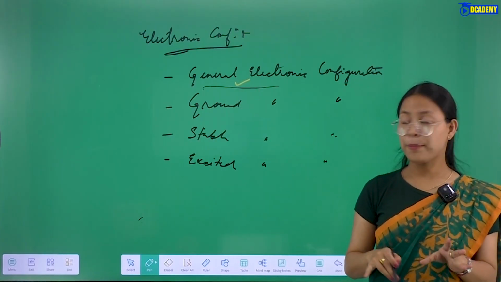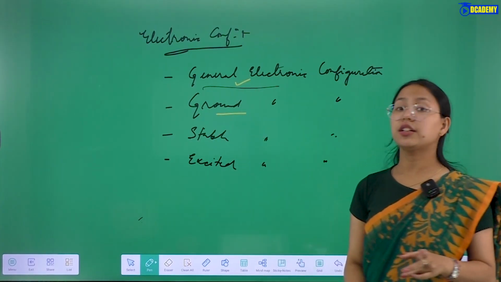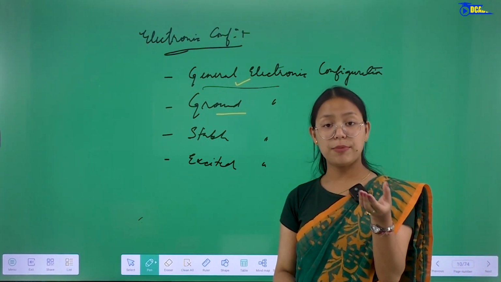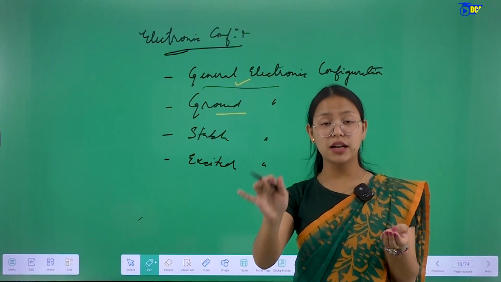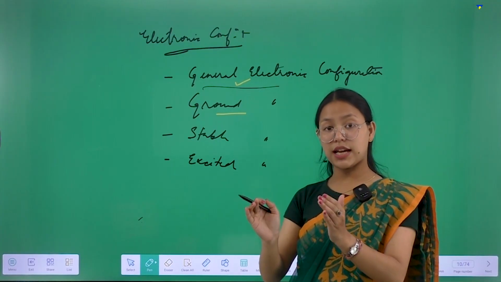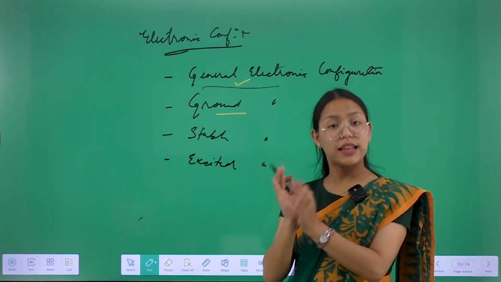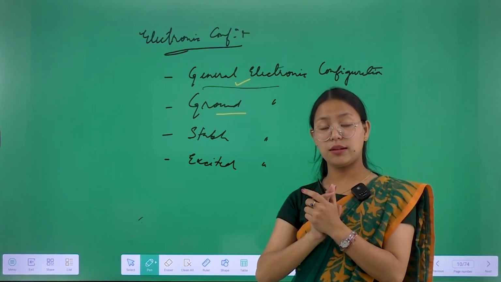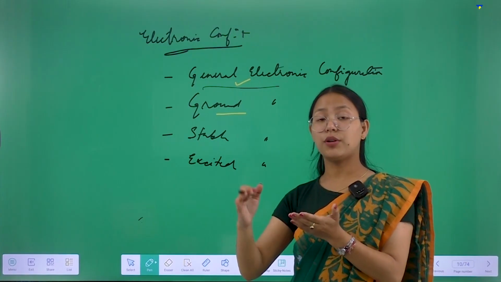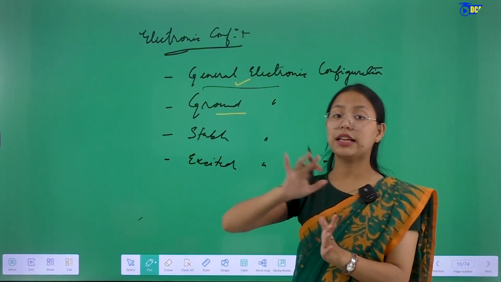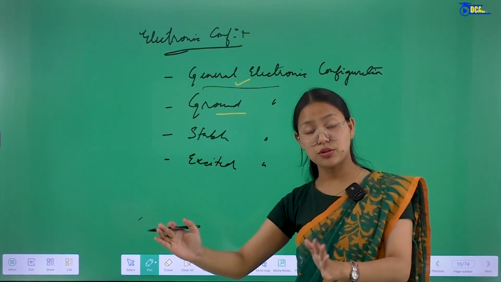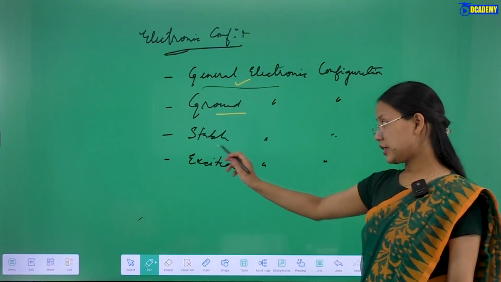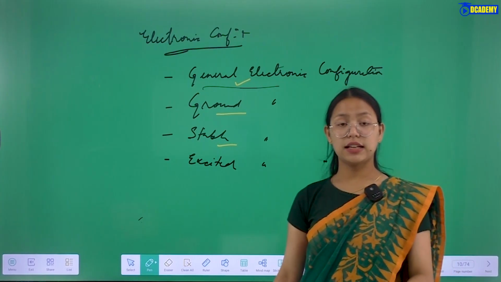Now the ground electronic configuration. For example, a student has a name that is unique to that student, and similarly the element number is unique to that element. That electronic configuration is called the ground electronic configuration.